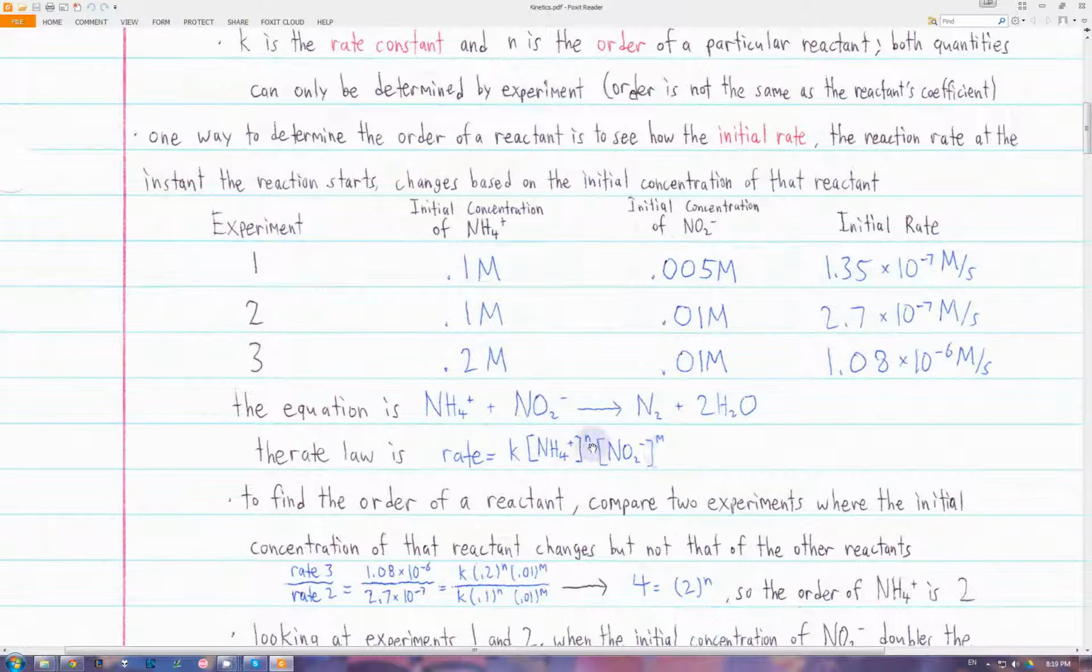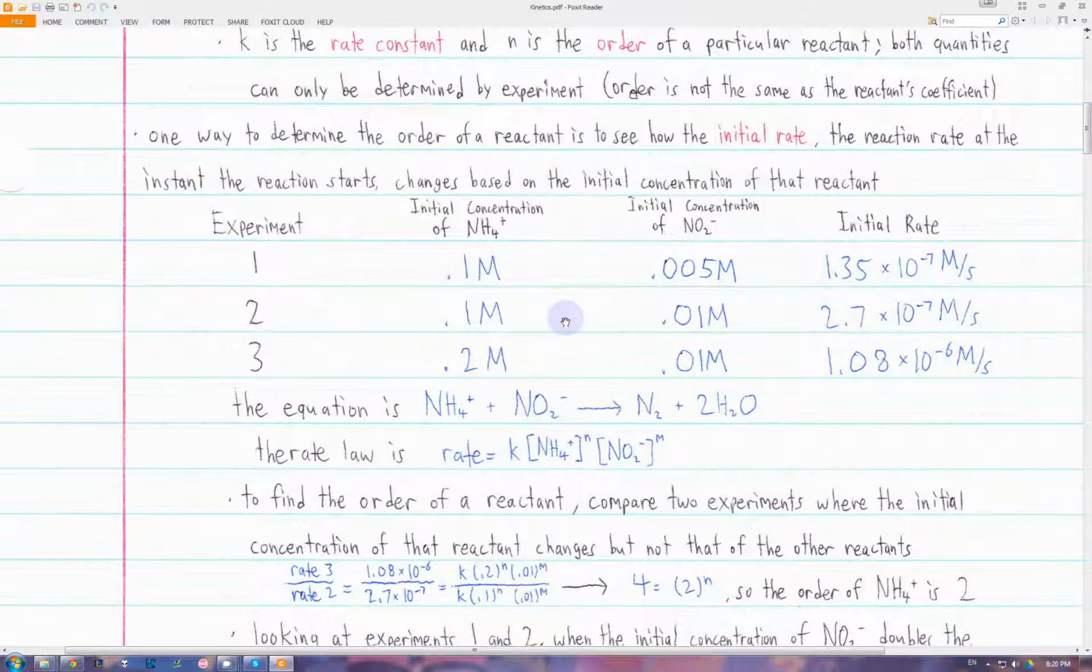So the orders are usually an integer, and in AP Chemistry you'll come across 0, 1, and 2 for the orders of a reactant. Now, the order can be a fraction or other number, such as 1.5, but 0, 1, and 2 are the most common.